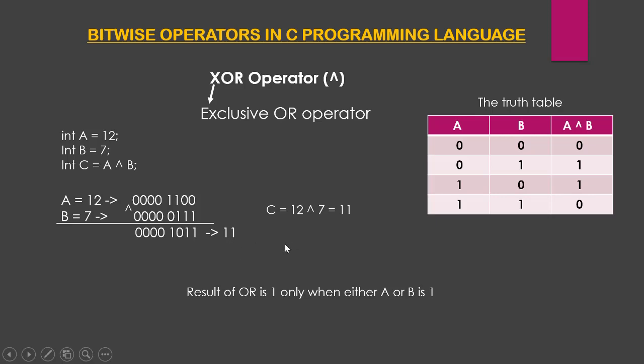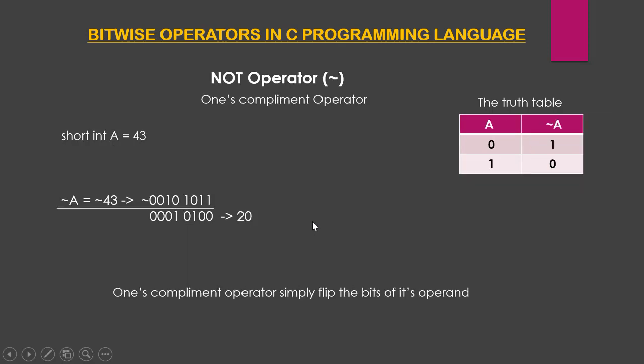Now, let's move to the NOT operator. The ones complement operator is a unary operator, meaning it operates on a single value, and its effect is to simply flip the bits of its operand. Each bit of the operand that is 1 is changed to 0, and each bit that is 0 is changed to 1. When A is 0, A complement is 1, and when A is 1, A complement is 0.